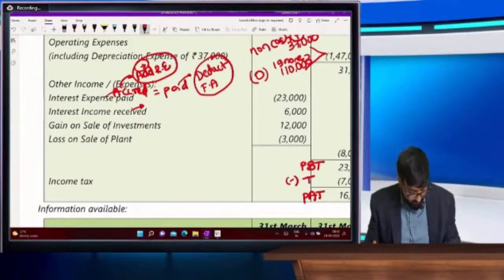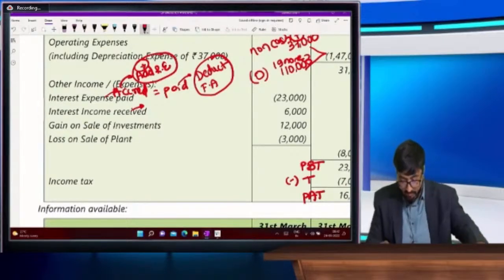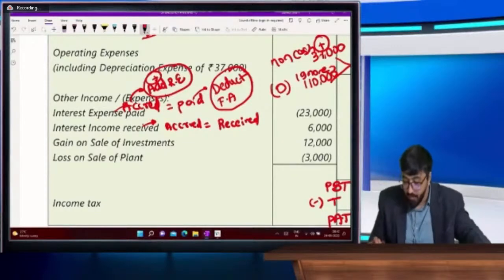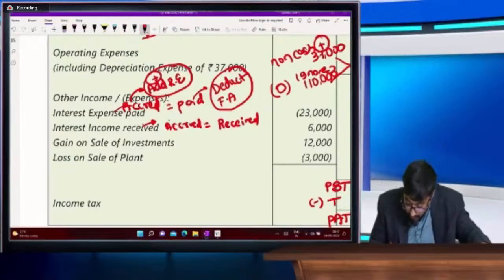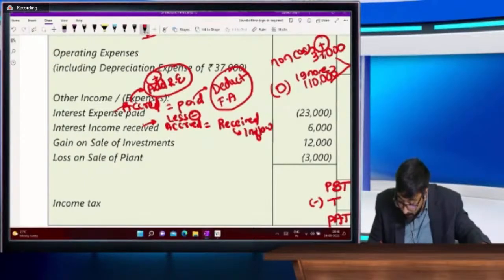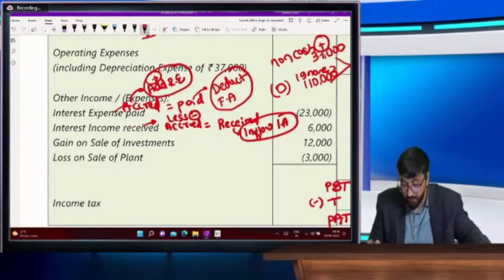Very good. Very good. So now here, accrued is equal to received. Accrued is equal to received in this question also. So I will less it because I don't want this. I want to eliminate. What is the reason? Because it is investing activity. And this is inflow of investing activity.